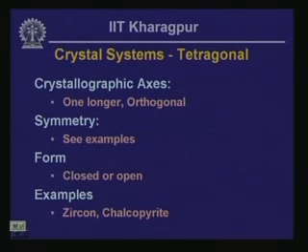Symmetry requirement here is not very obvious, and that will vary from subcategory to subcategory of the tetragonal system. The form of this family could be closed or open, and this is going to be the place where I am going to explain what is meant by a closed form and an open form. Examples of this class of crystals are zircon and chalcopyrite.